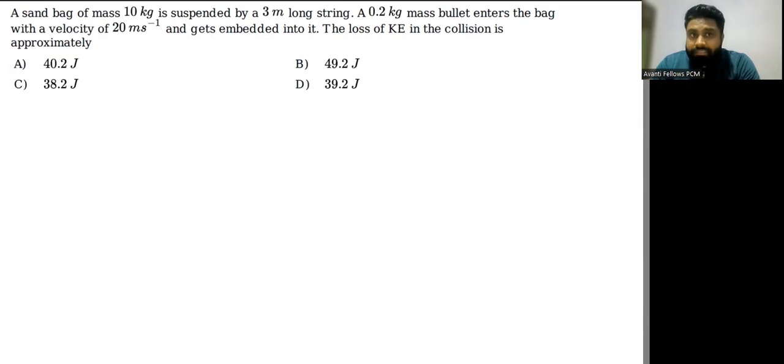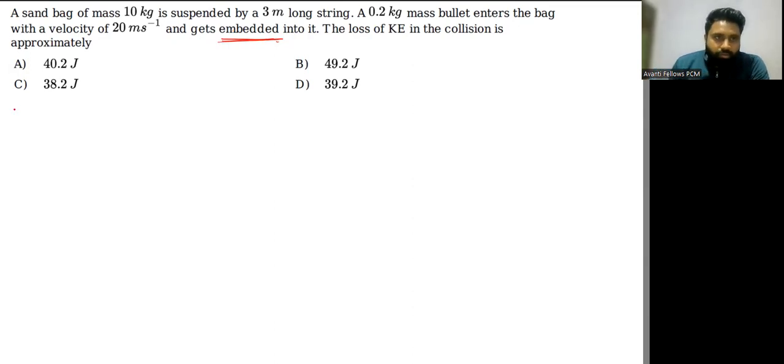Now, a sandbag of mass 10 kg is suspended by a 3-meter long string. A 0.2 kg mass bullet enters the bag with a velocity of 20 meter per second and gets embedded into it. The loss of kinetic energy in the collision is approximately. So clearly you will see that the bullet will be embedded into the sandbag, which means now they are moving together after the collision. So that type of collision is called a perfectly inelastic collision.